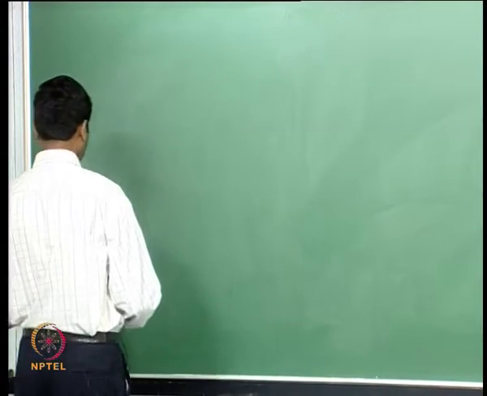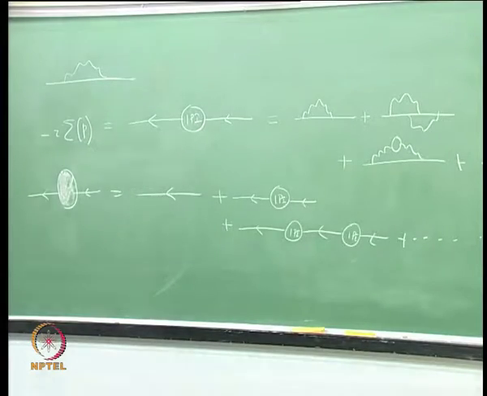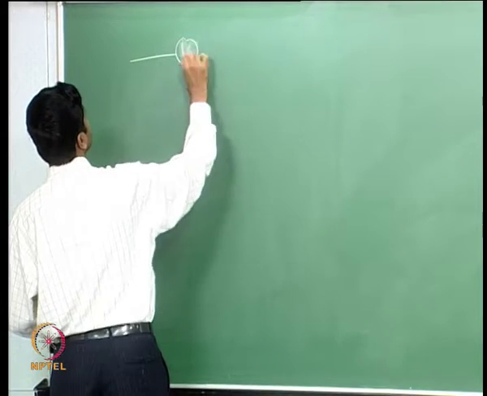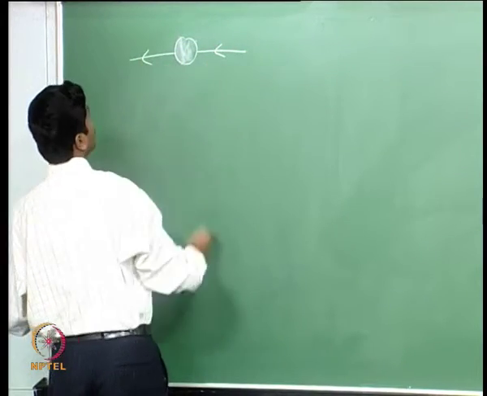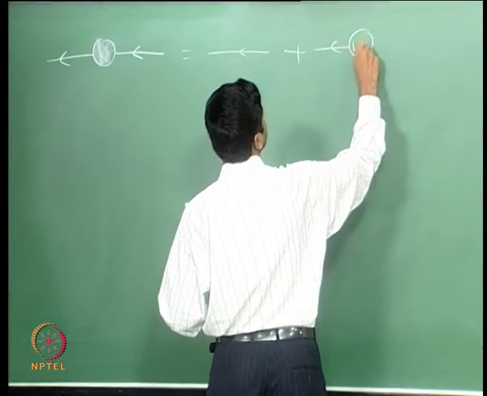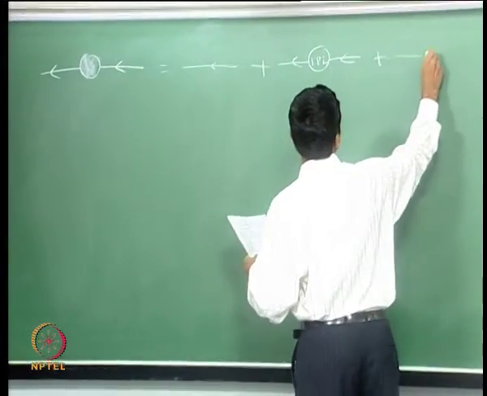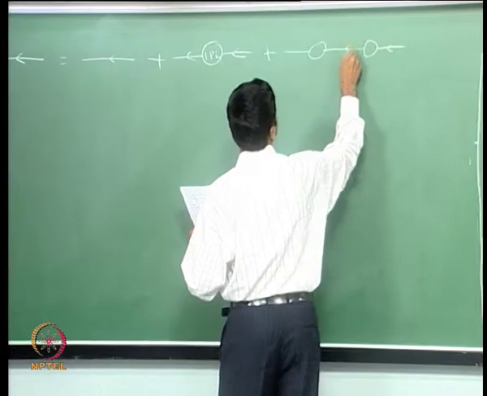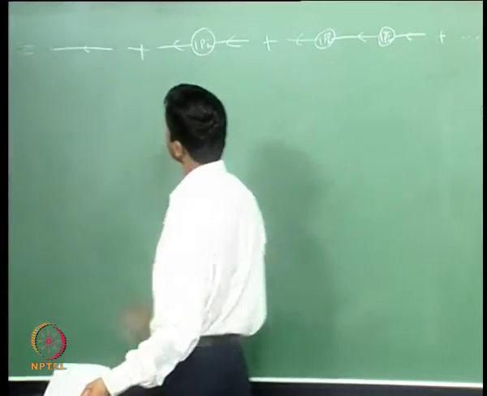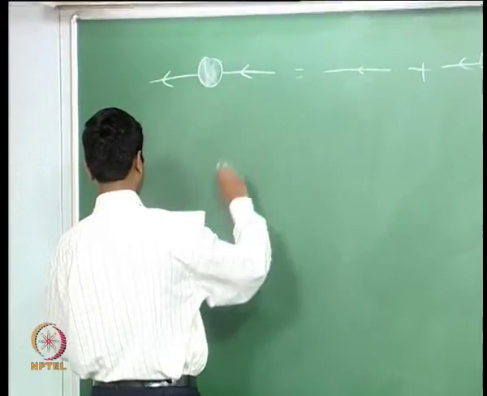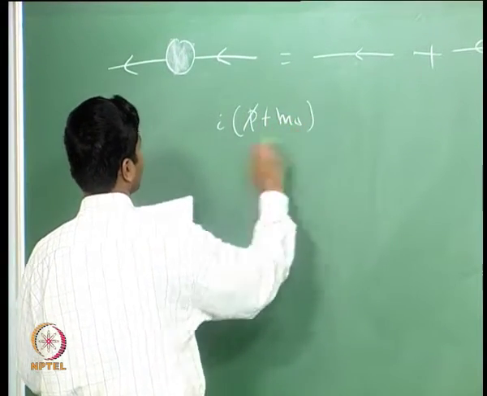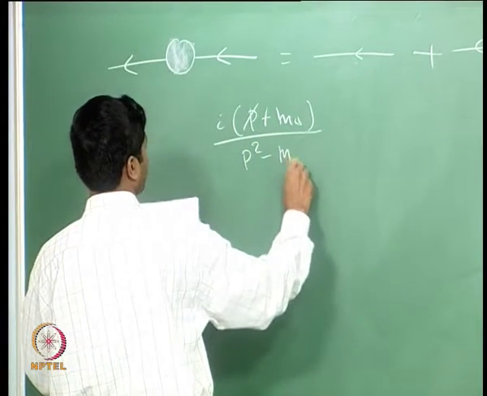So the tree level part, of course, we all know. To write it again, you have this, given by this plus, and so on. This quantity here is merely given by i (p-slash plus m0) divided by (p squared minus m0 squared).